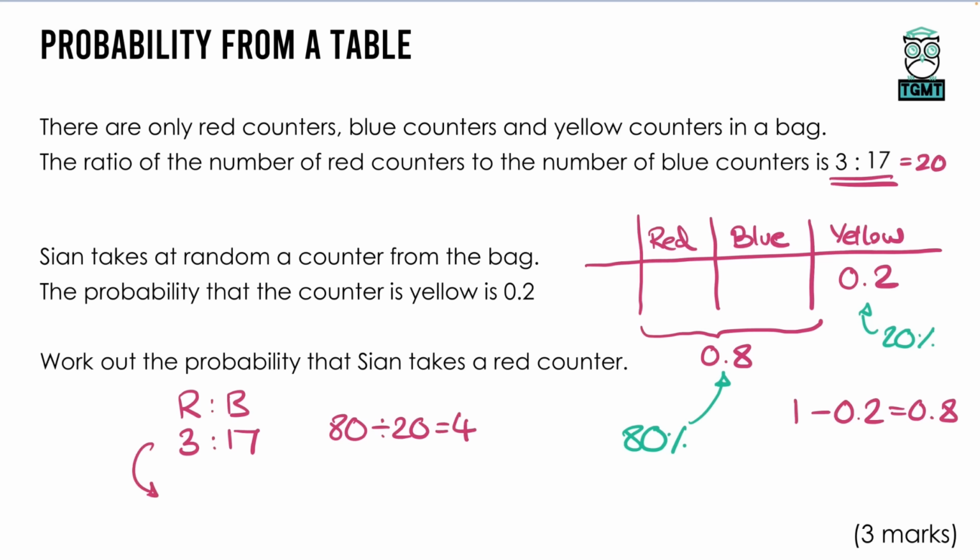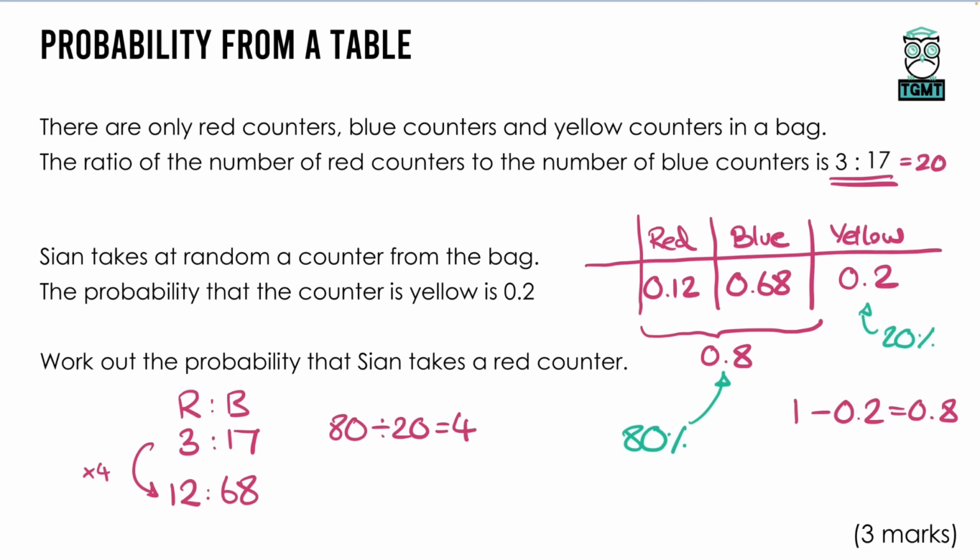So we just need to multiply these by 4. 3 times 4 is 12. 17 times 4, we want to take a little bit more time working out. 17 times 2 is 34, so it's 68. Or you could do 12 taken away from 80 as well. So 12 to 68 is our ratio of red to blue. Obviously in our table, it's not a percentage, it's written as a decimal. So let's write it as a decimal, so 0.12 for red and 0.68 for blue.